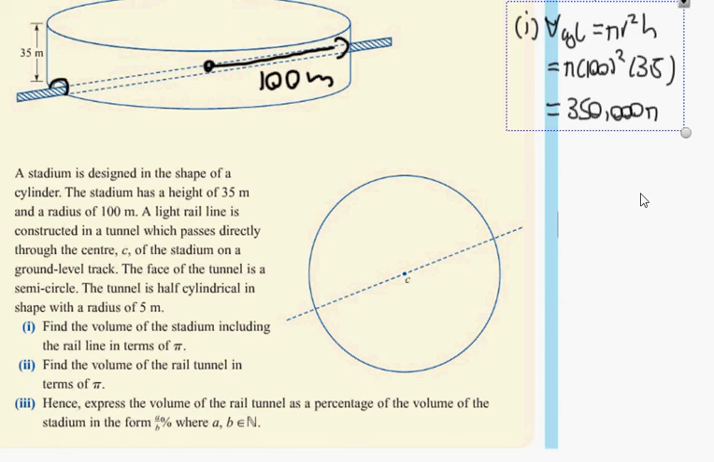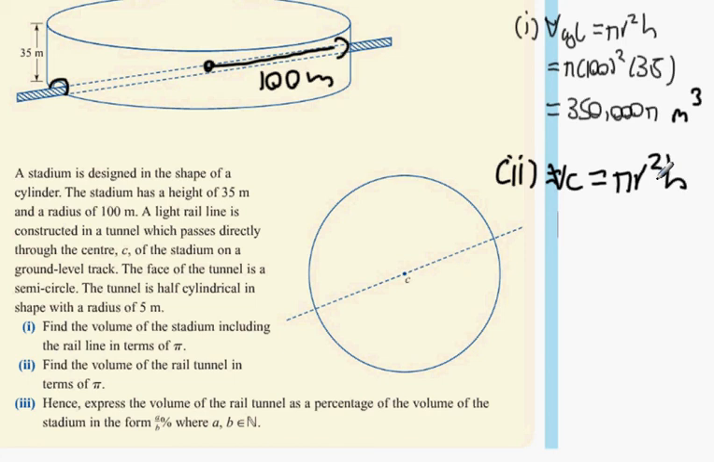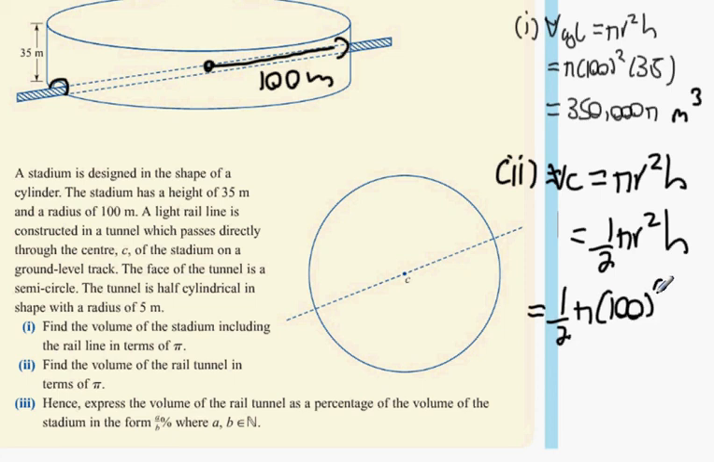Part 2, find the volume of the rail tunnel. Now the rail tunnel is half the volume of a cylinder. The volume of a cylinder is pi r squared h. Volume of that tunnel is going to be a half pi r squared h. So all I got to do is multiply a half by pi, radius being 100 squared and the height being 35. Just put that direct into the calculator. Oh, sorry, excuse me, I got the height wrong. The height is wrong and the radius is wrong, excuse me, it's too big.